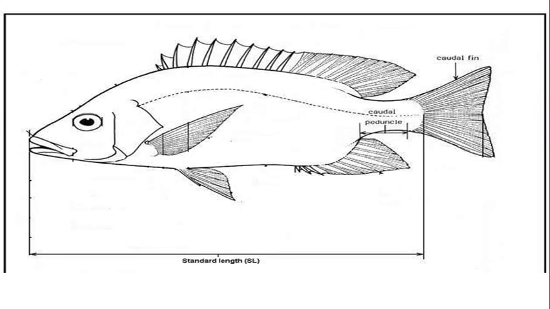And this is a criterion which is useful in many measurements. They are used to describe a fish. They are mostly represented as a percentage of either standard length or total length, in the morphometric characteristics of fish.